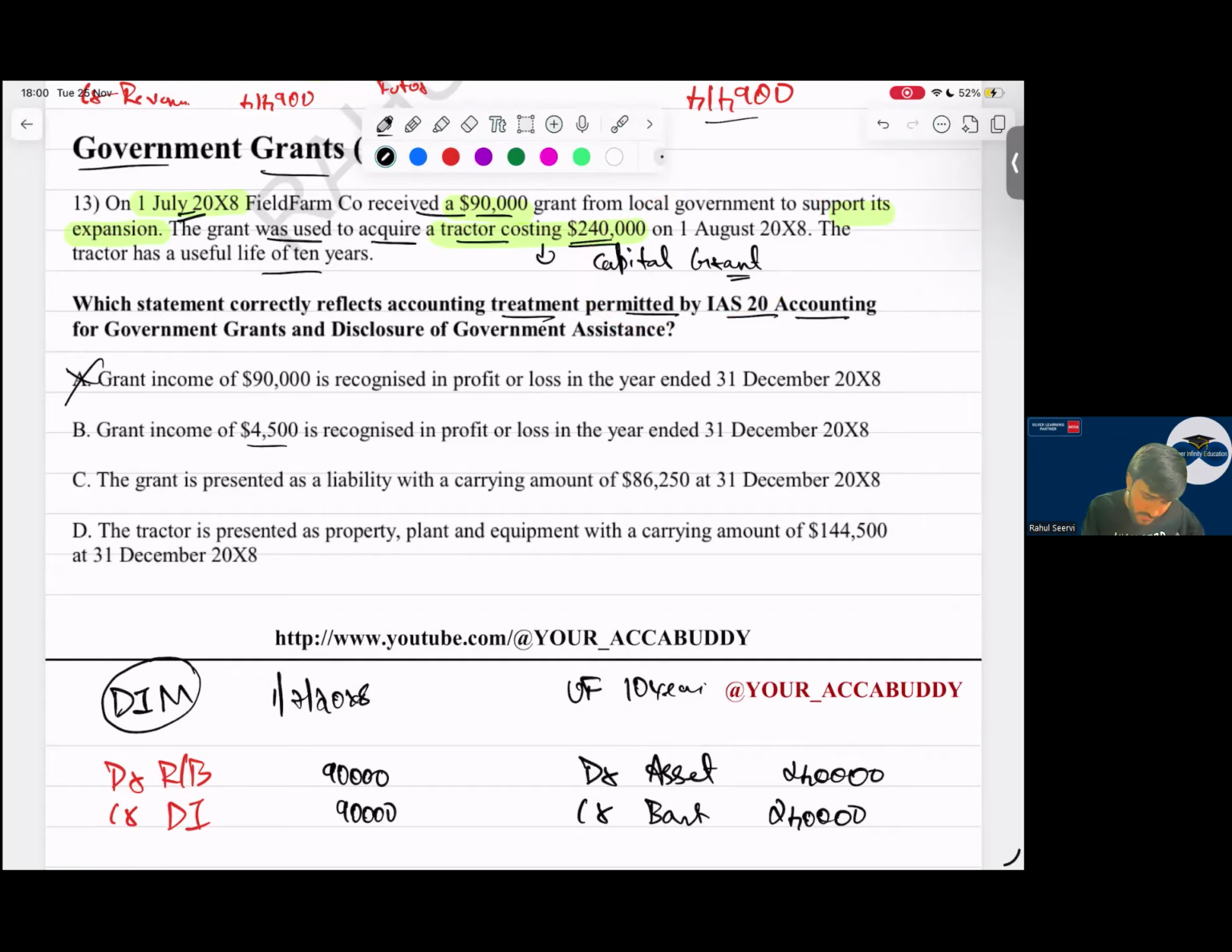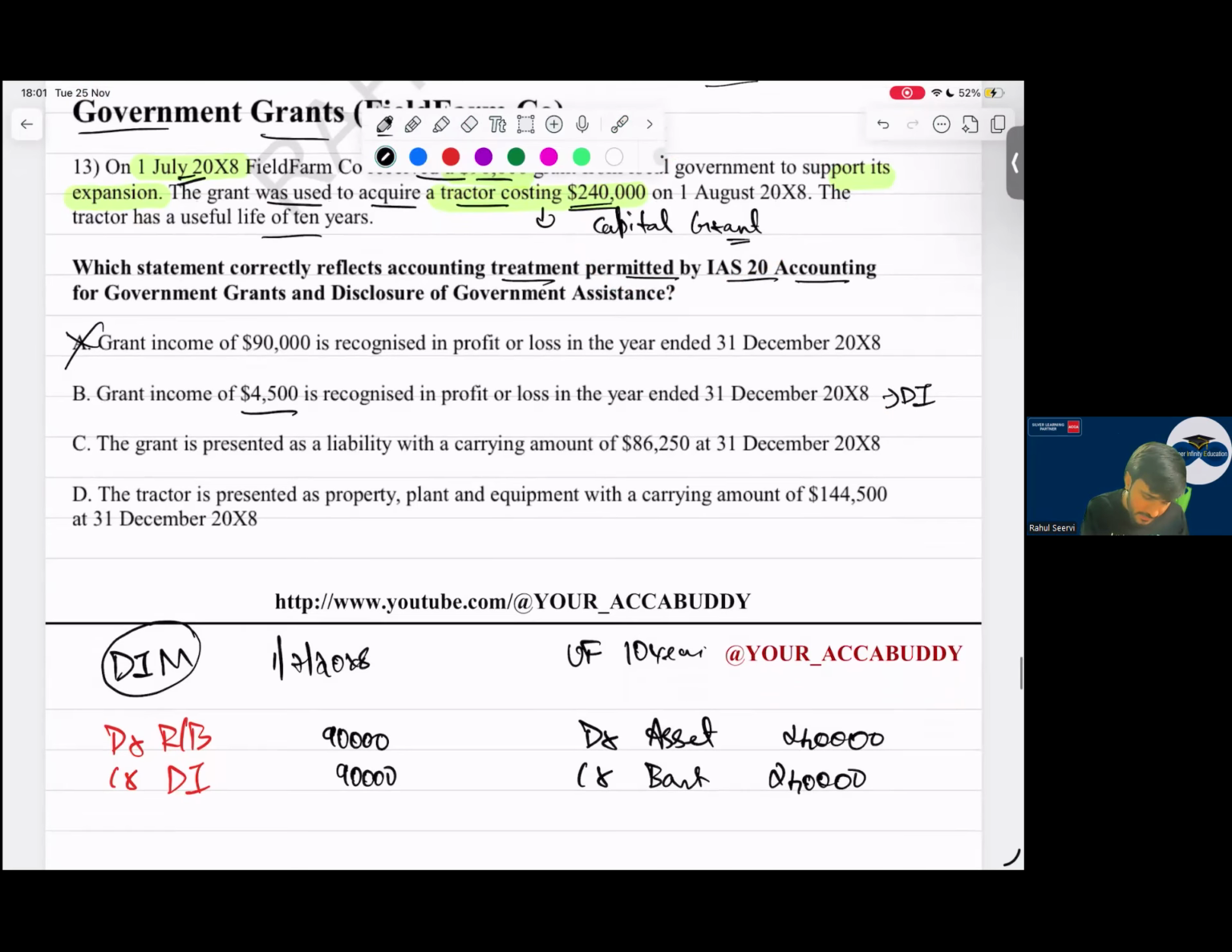Grant income of 4,500 is recognized. Okay, 4,500 recognized out of 90,000 means deferred income, because we are not recognizing the full amount; in part we are recognizing, so it becomes a deferred income. The grant is presented as a liability with a carrying amount of 86 at this date. Liability, which method? Deferred income. We have to confirm which of these four statements is right. The first one was out of the box, sir. It is wrong.